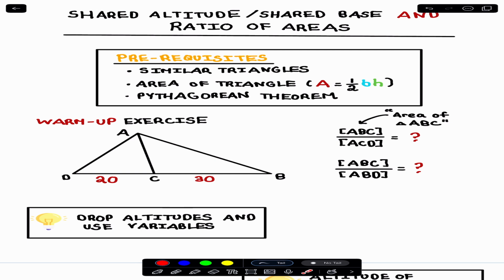The light bulb over here is going ding, ding, ding, because this is just something I want you to remember whenever you see problems like these. It says to drop altitudes, keyword being altitudes, and to use variables. And I said keyword is altitudes. We love altitudes because, in general, in geometry, we always like 90 degrees, and altitudes are the best way to introduce 90 degrees into a problem.